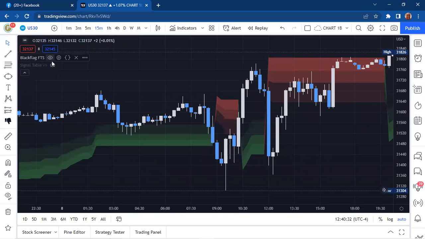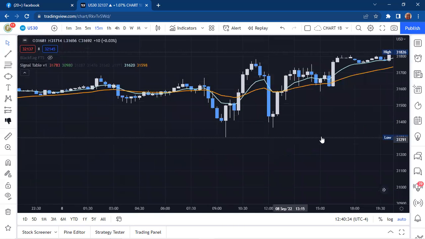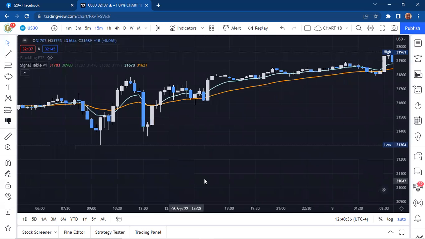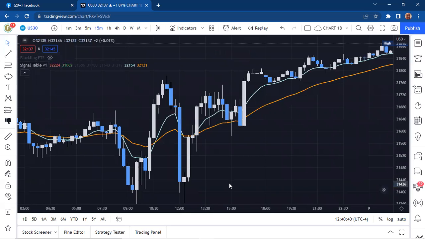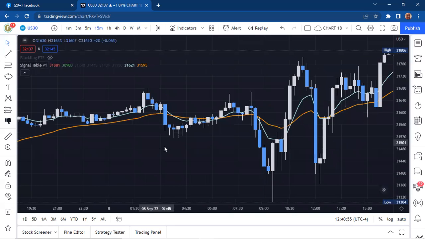Okay. And then you have your EMAs, right? You enter the trade when there's a crossover, when the blue crosses over the gold, buy trades. When the blue goes below the gold line, it's a sell trade. So you can pay attention to those as well. So it's a good tool.